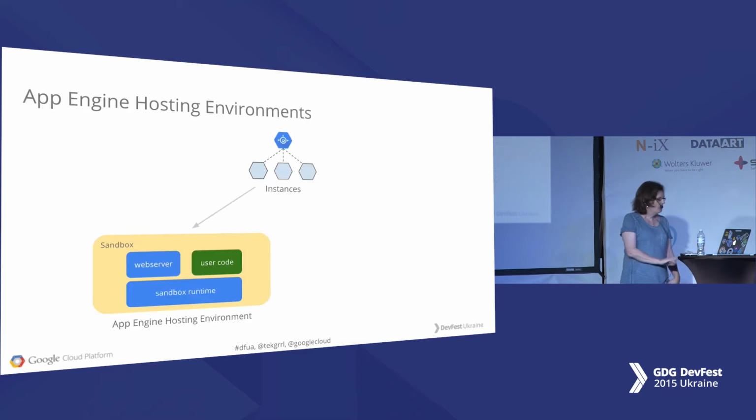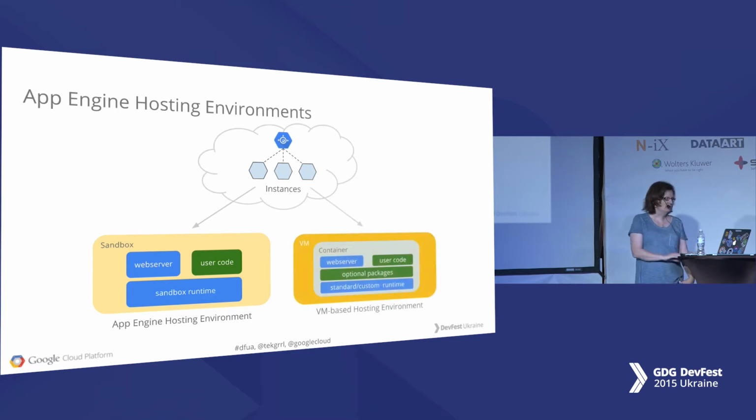And in terms of the languages we support, I mentioned Go, PHP, Python, and Java 7. That's on the App Engine sandbox hosting environment. We provide a sandbox runtime that can scale very, very rapidly, very quickly, up and down. And the sandbox kind of limits you in what you can do. And to get around that, we've introduced a VM-based hosting environment, which is often called managed VMs. We're trying to get away from that name. This basically runs your application within a Docker container, and it allows you to run pretty much any code you want to.